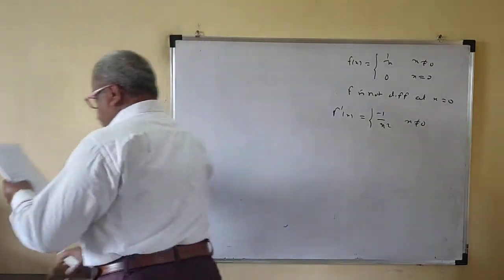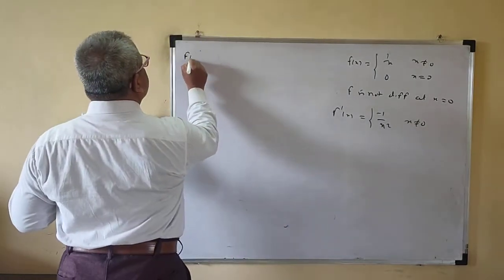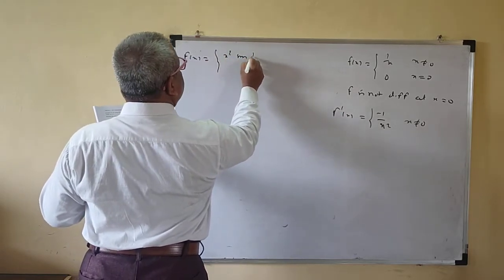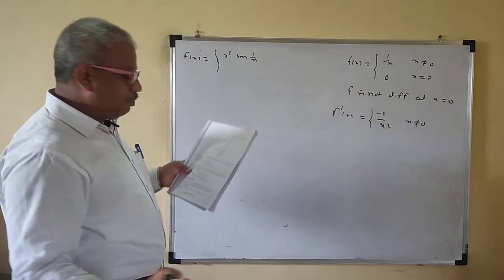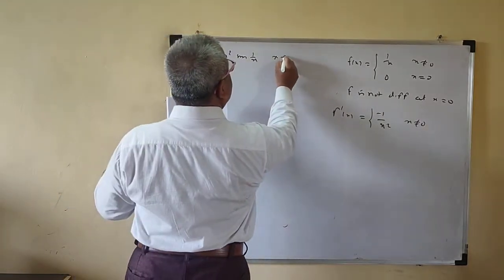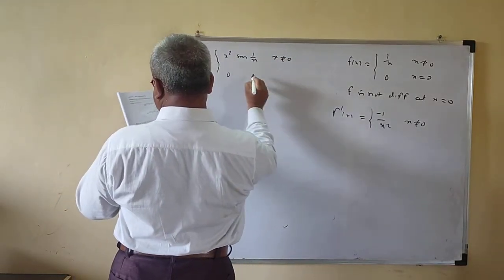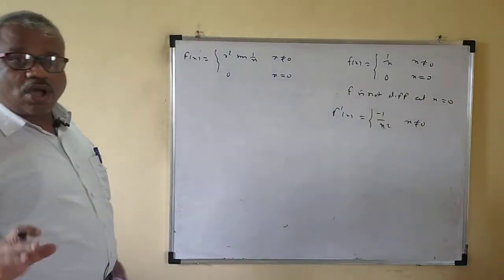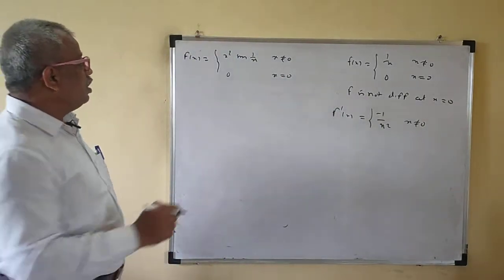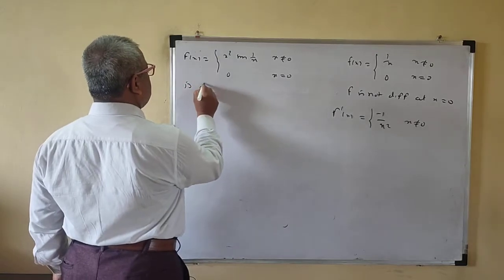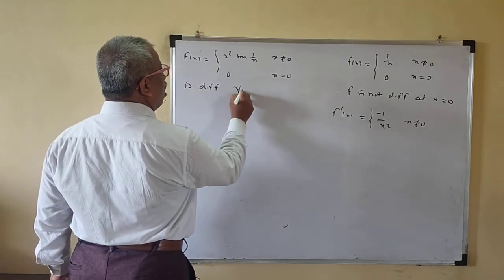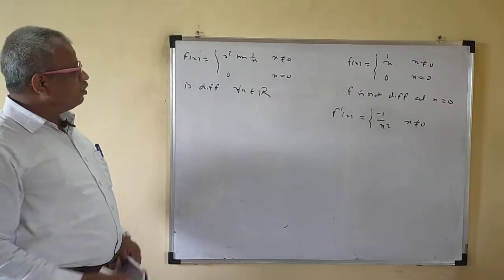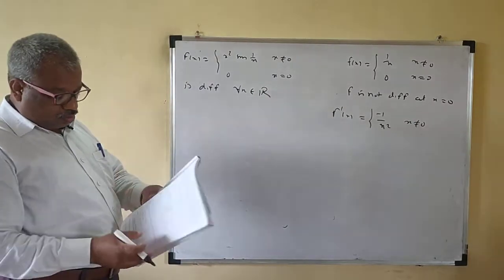Next, suppose you define the function f(x) equal to x square sine of 1 by x, or cos of 1 by x, for x not equal to 0, and 0 for x equal to 0. You take cos or sine, it doesn't matter for this one. This is differentiable for all x belonging to R. Okay, so note that.